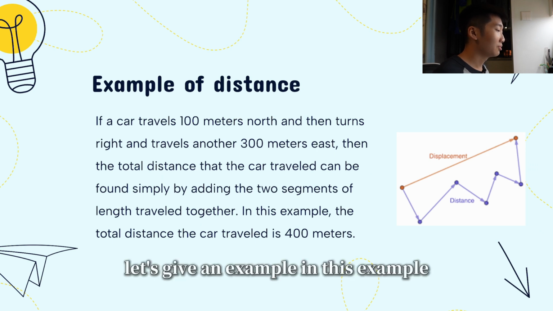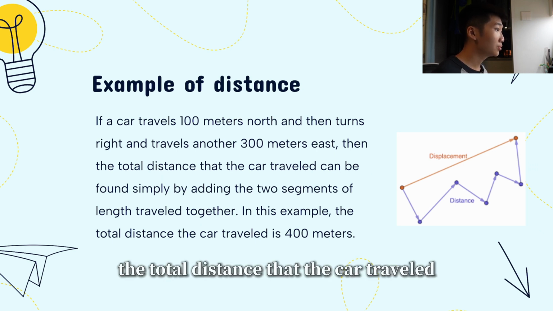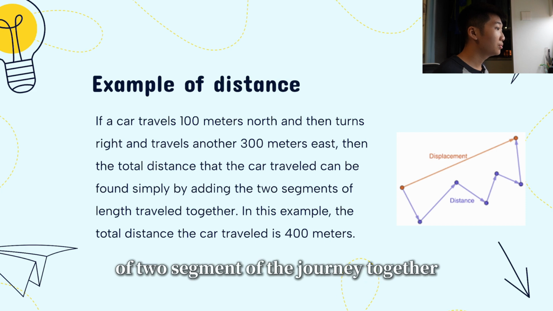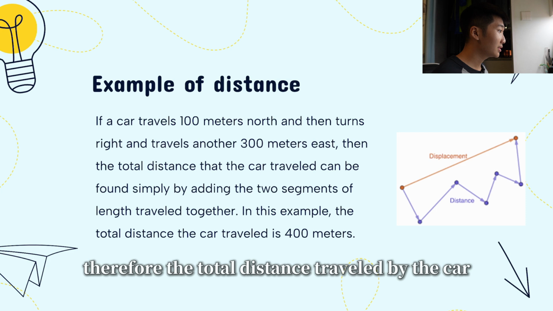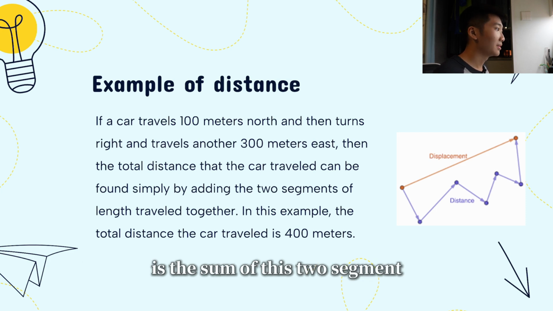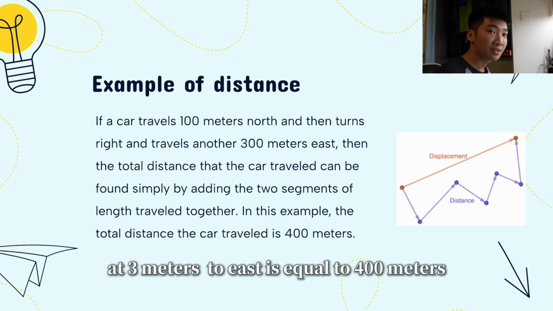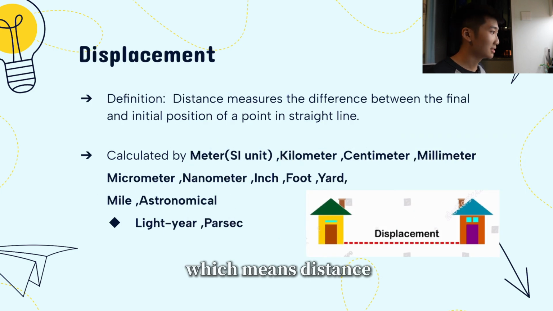Let's give an example. In this example, the total distance that the car traveled can be calculated by adding the lengths of two segments of the journey together. Therefore, the total distance traveled by the car is the sum of these two segments. The total distance is equal to 100 meters to north plus 300 meters to east, which is equal to 400 meters, which means distance.